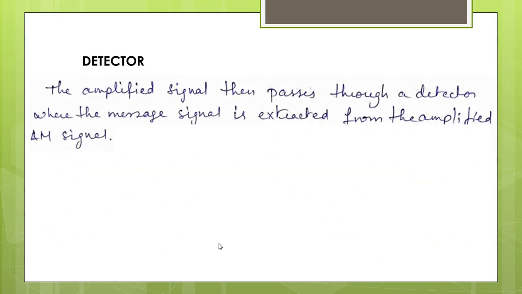Then we have a detector. The output of the RF stage is given to a detector. A detector is a demodulator which extracts the message signal from the modulated signal, because the modulated signal consists of the message signal and the carrier signal. So the purpose of a detector or a demodulator is to extract the required message signal from the modulated signal.